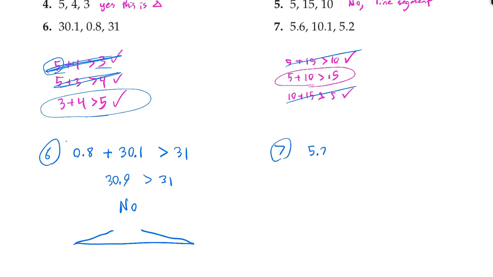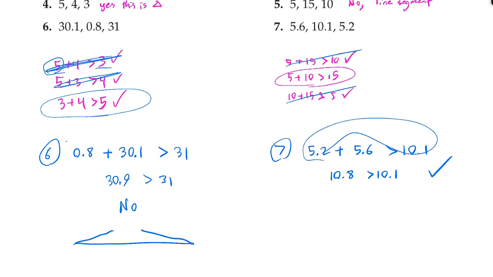And then 7, we would do the same thing. We ask, is 5.2, smallest plus medium, big enough to go across the 10.1? So this is 10.8, bigger than 10.1? Yes, check. Because for any others I try, are these two bigger than 5? Yes. Are these two bigger than 5? Yes, because 10.1 by itself is bigger than the other. All right, so that's just a little shortcut you could notice.